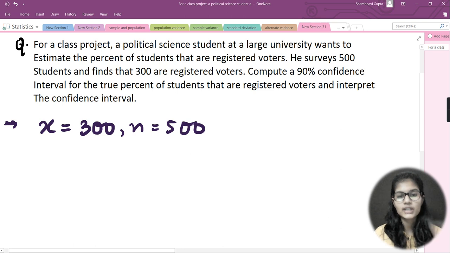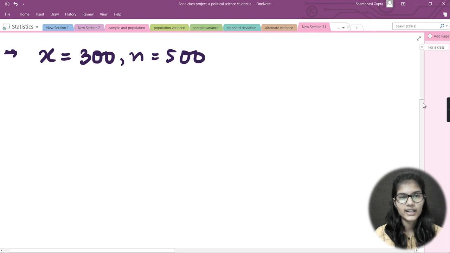So as we know, we have three things to find out for finding the confidence interval: p dash, q dash, and EBP, that is error bound for proportions, right? These are the three things that we need to find out. So let's begin with finding out the p dash first, and I would write here that p dash is equal to.